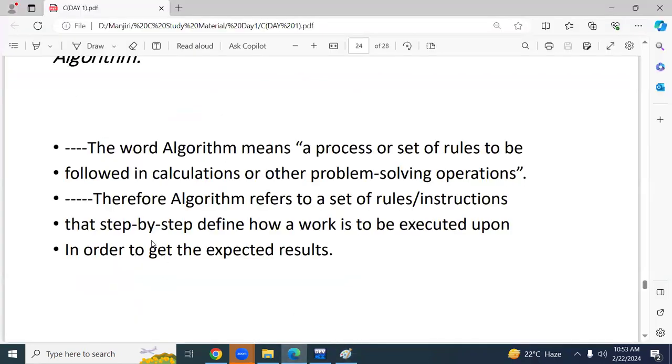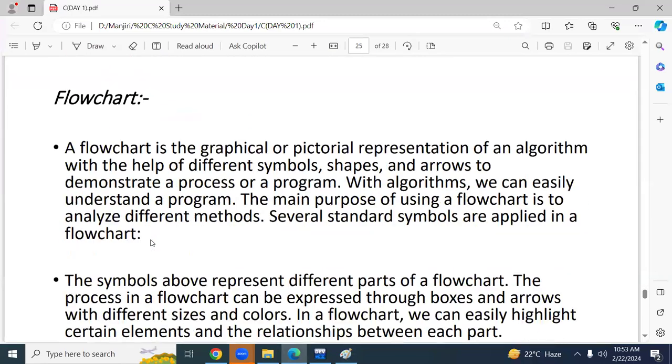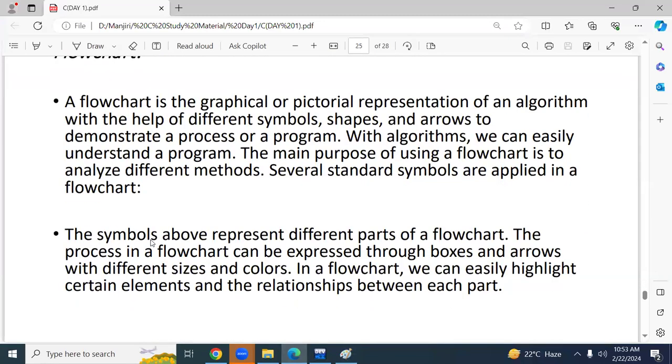What is the flowchart? As I said before, it is a graphical or pictorial representation of your algorithm. To help, we add some symbols or shapes and some arrows. With the help of the arrows we can find out where the process is going on, where it stops, and where it goes to. We can find out very easily how the data flows from one device to another device. This is done with the help of a flowchart.